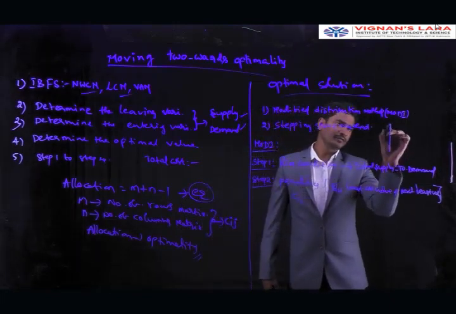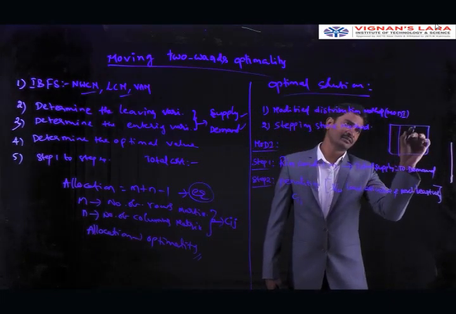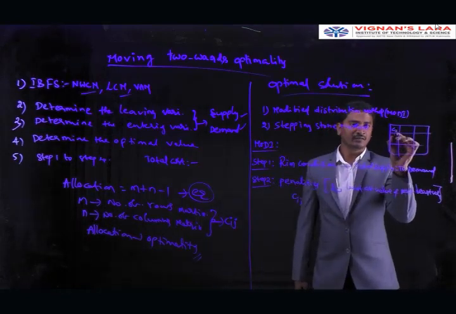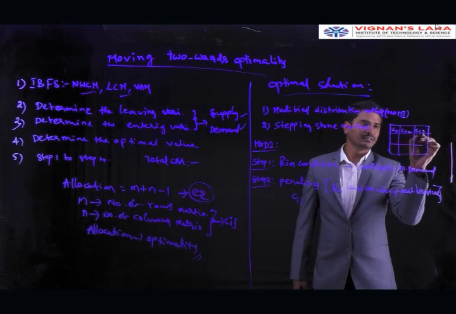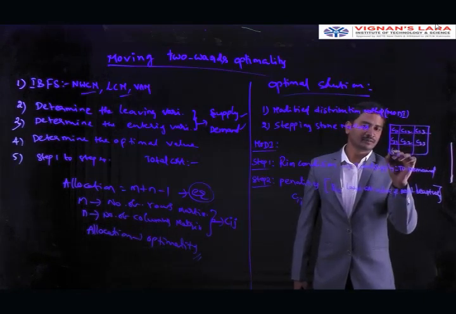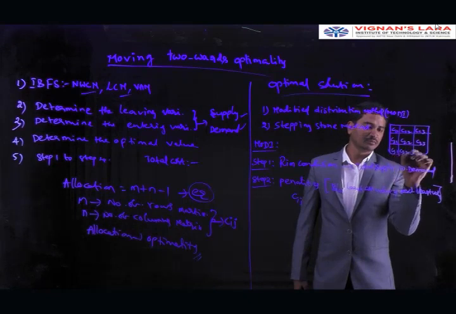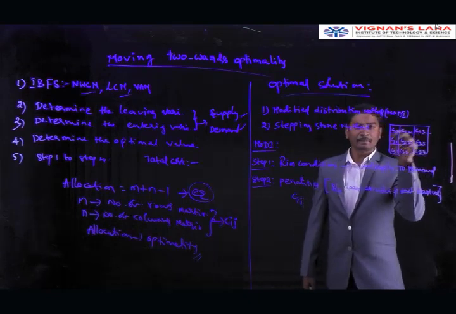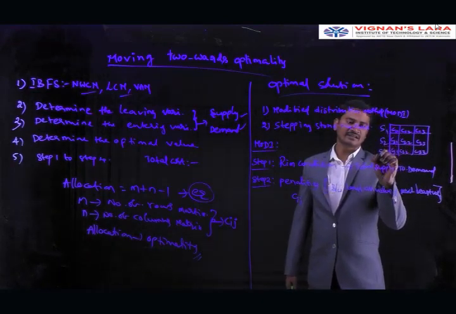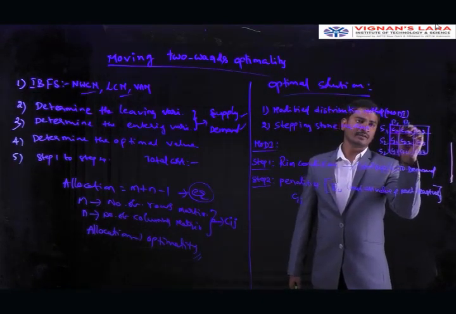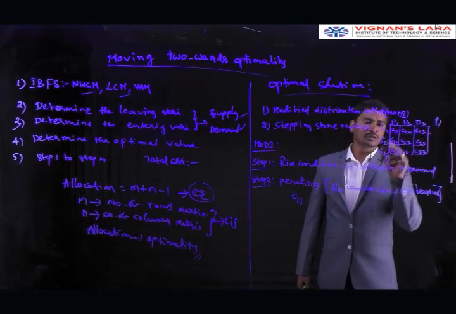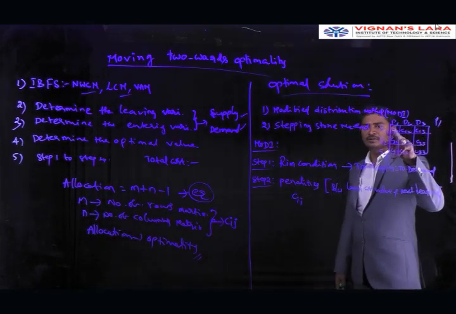Suppose we have a 3 by 3 matrix. Here we have 3 supply stations and 3 demand stations. Here C11, C12, C13, C21, C22, C23, C31, C32, C33. These are the unit cost values of the given supply stations and demand stations. Here we have to find the penalty between these supply and demand stations.